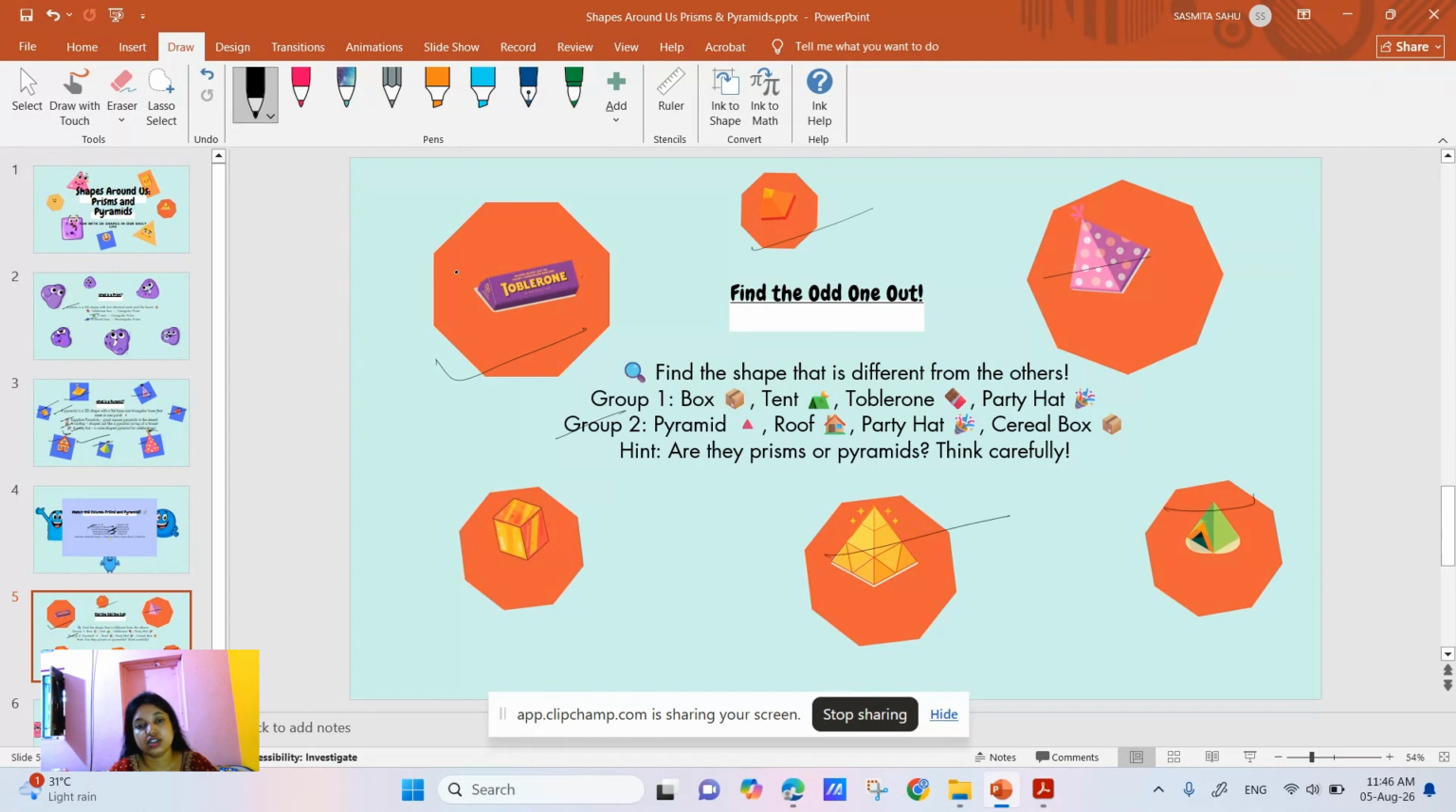Here is the cube. In this cube, there are similar bases, like square, square, and the lines are joining each other. Okay, so it is a prism.